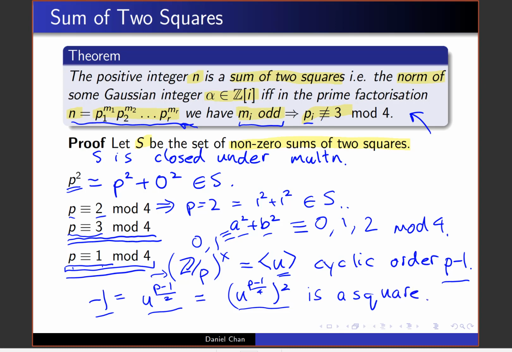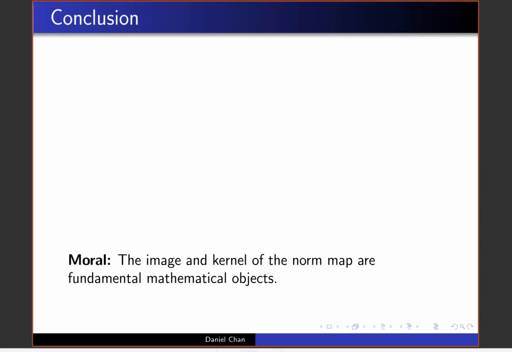So the main thing I want to say is that in Z mod P, minus 1 is a square. That is, minus 1 is a square in Z mod P. Okay, so why do we want to know about this?